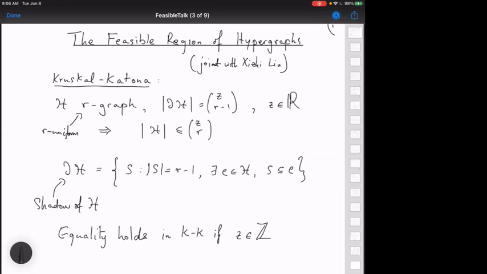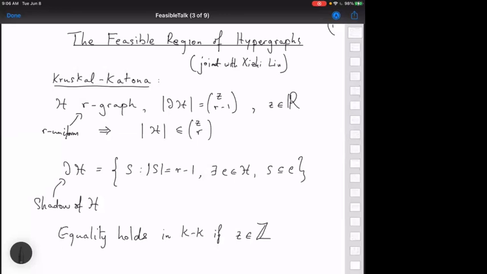Okay, so I'm talking about the feasible region of hypergraphs, and as Liana said, this is joint work with my PhD student, Xizhi Liu. It's basically a development of a theory or a general picture of many problems in extremal combinatorics. So let's begin with the Kruskal-Katona theorem, and also with the notation that I'll be using throughout this talk.